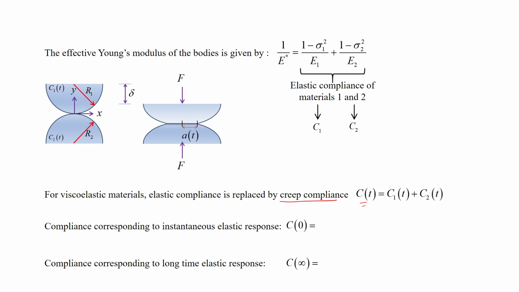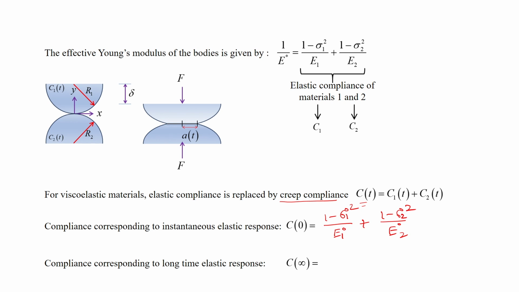At the instantaneous point in time, the compliance will be given as 1 minus sigma 1,0 squared by E1,0 plus 1 minus sigma 2,0 squared by E2,0. Let me see if I am writing it correctly. So that is at instantaneous. Here E1,0 and E2,0, and sigma 1,0 and sigma 2,0 are the instantaneous values for these two materials, or these two spheres.